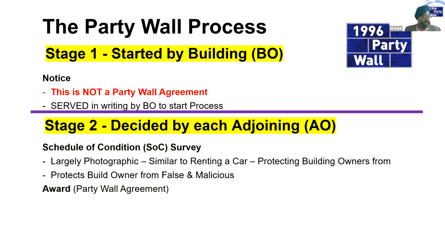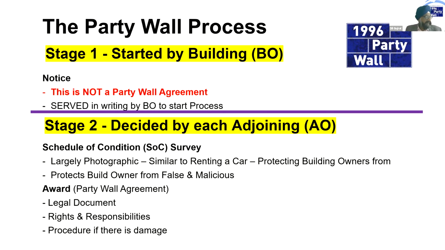The other thing they can ask for is a party wall award. So as an adjoining owner, they can ask for a party wall award. This can be termed a party wall agreement. It's a legal document which sets out rights and responsibilities of both parties, and it contains various clauses. The most important one is a dispute resolution procedure in case there's damage. So it saves the adjoining owners having to go to court, and it saves the building owners from having to pay extra legal expenses and get bogged down in legal claims.